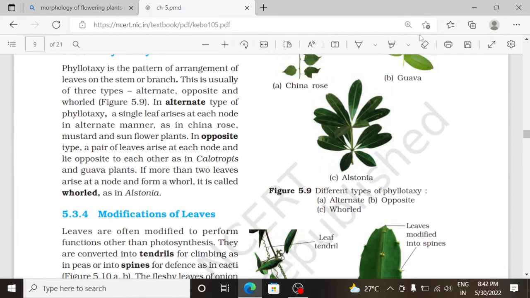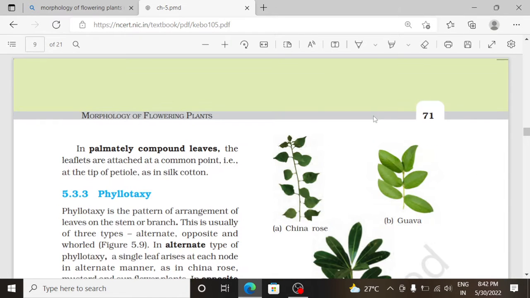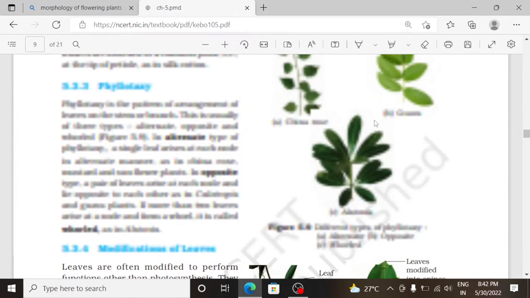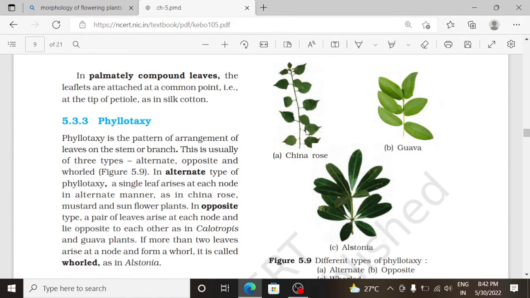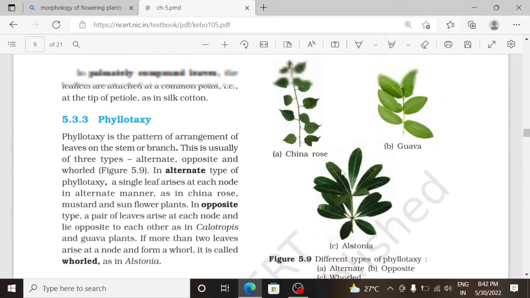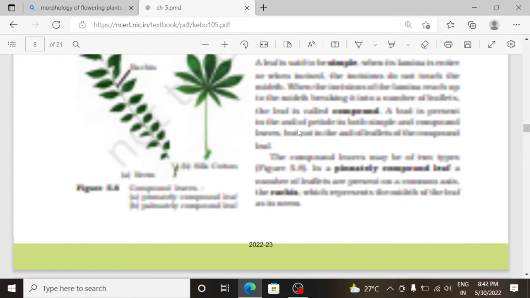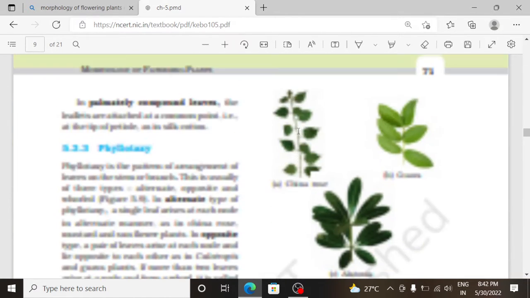And here you can see, just let me scroll this side. Okay, sorry, wait 2 minutes. Okay, so this is China rose, this is guava, and this is Sesbania. So you can see, oh, wait, yes, I got it.